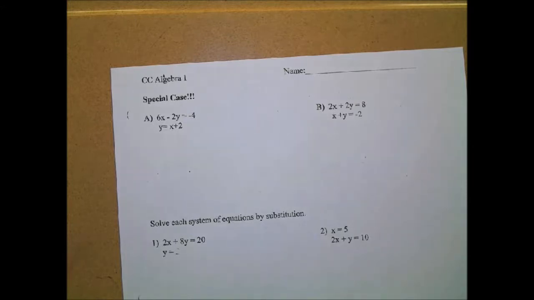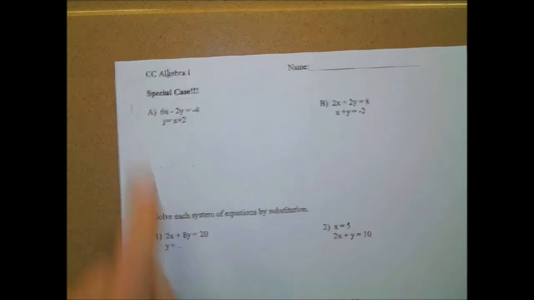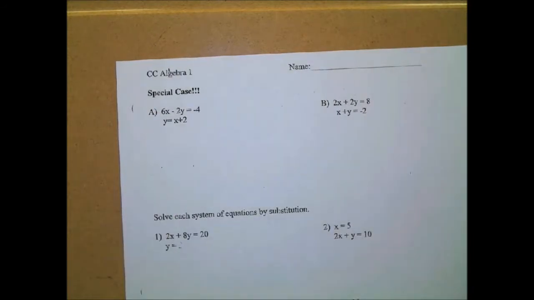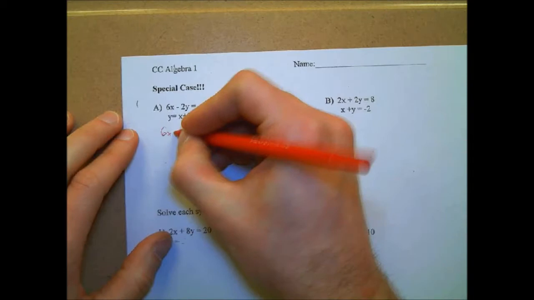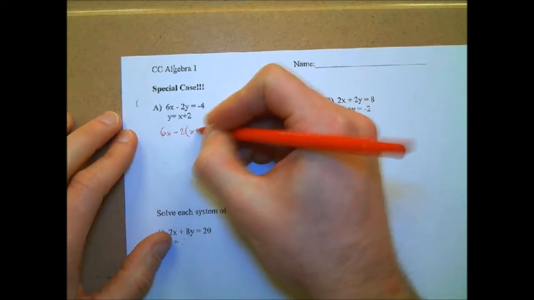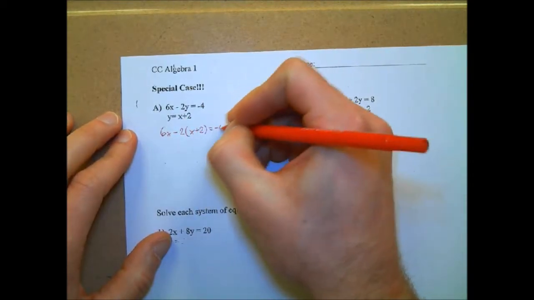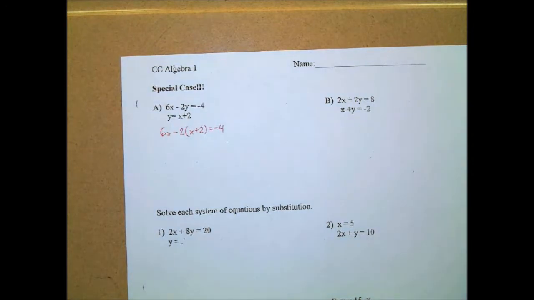So let's take a look at how that shows up with substitution. Let's specifically look at letter A. Is letter A ready for substitution right away? Yes, we have y equals x plus 2. We can replace the y there. So I'm going to do that real quick: 6x minus 2 parentheses x plus 2 equals -4. Okay?